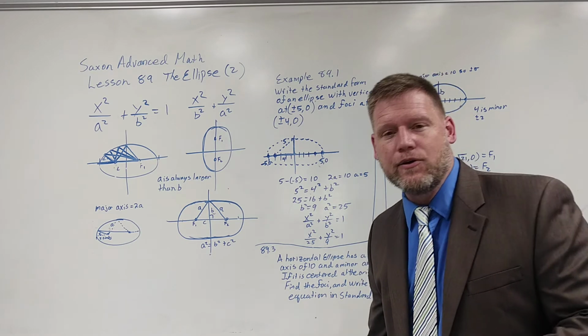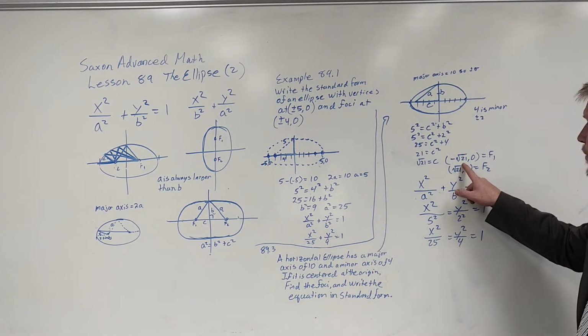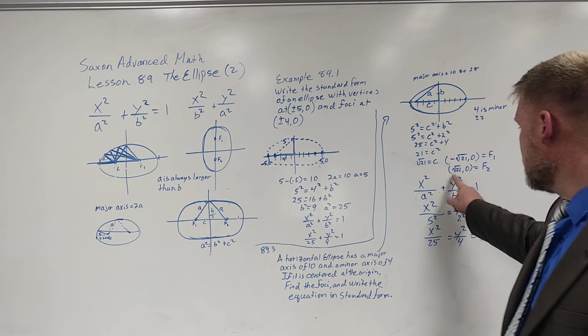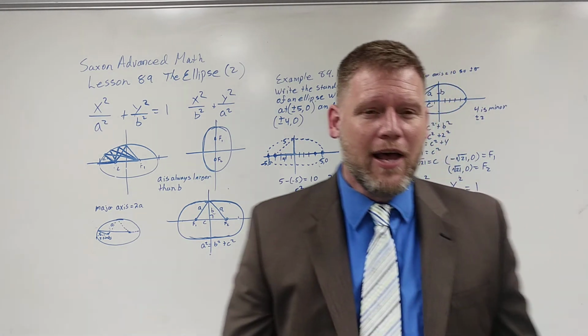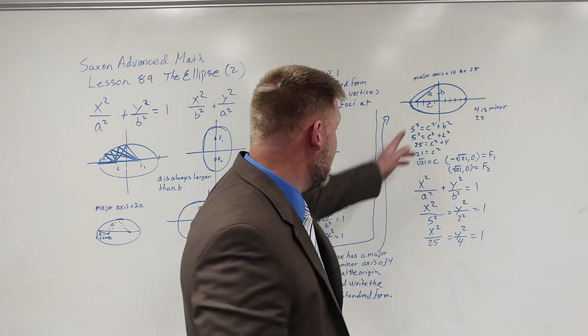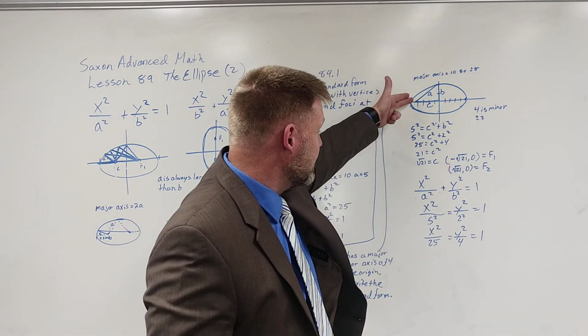I can write the points of the foci now and say it's negative root 21, 0 and root 21, 0, which is just over 4, right? Because 4 squared is 16, 5 squared is 25. It's between 4 and 5, and that's why it doesn't matter, it's just a sketch.